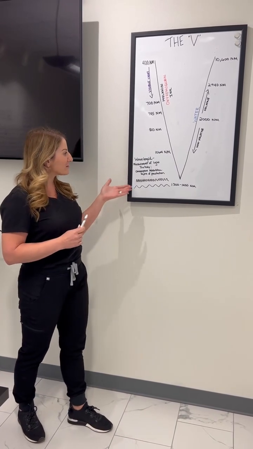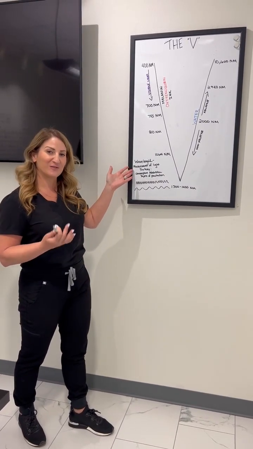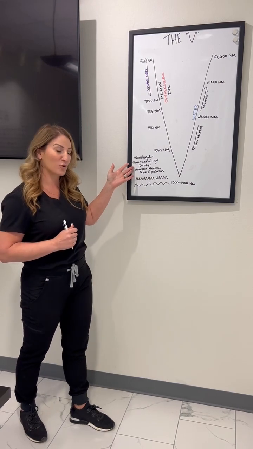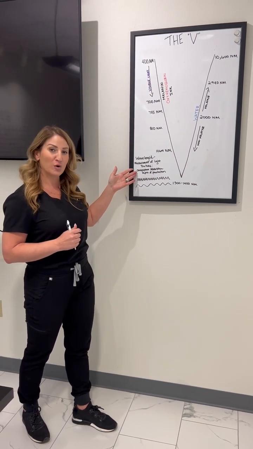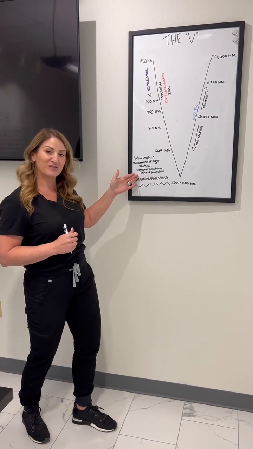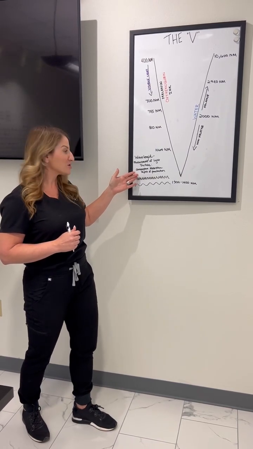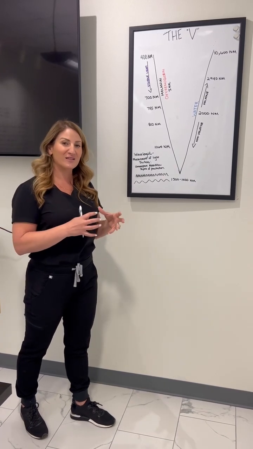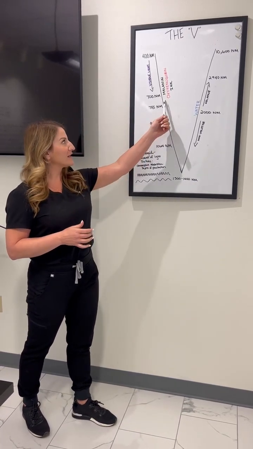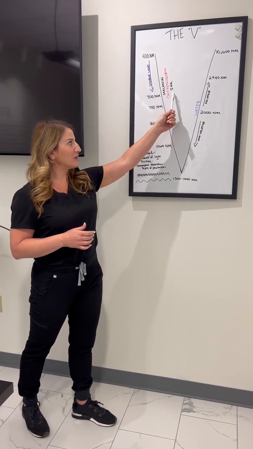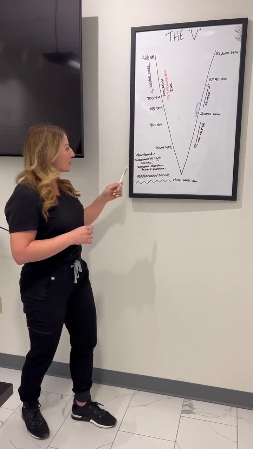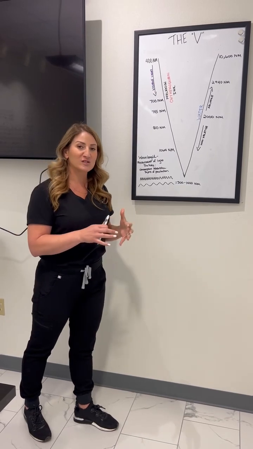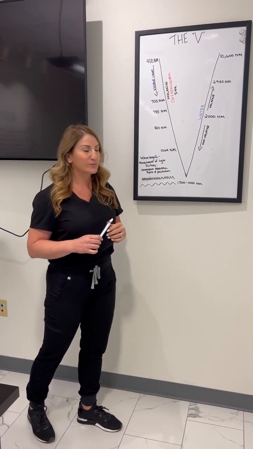So wavelength is simply a measurement of light. And wavelength dictates 2 things in the laser world. It dictates chromophore absorption and it dictates depth of penetration into the tissue. So chromophore absorption, these are your 4 chromophores. This is what the light absorbs into: melanin, oxyhemoglobin, ink, and water. Then it also dictates depth of penetration, how deep we're delivering energy into the tissue.